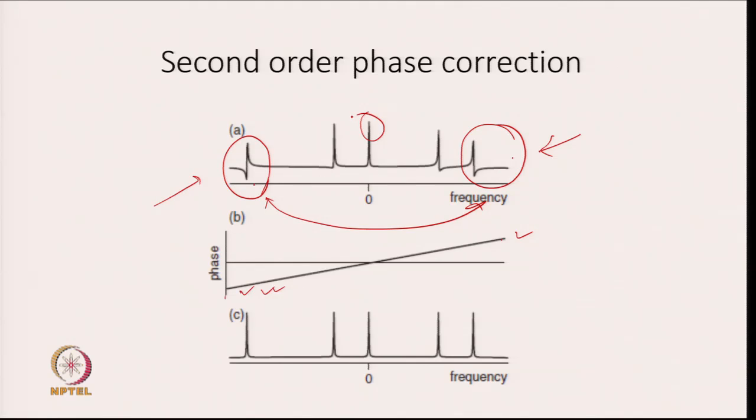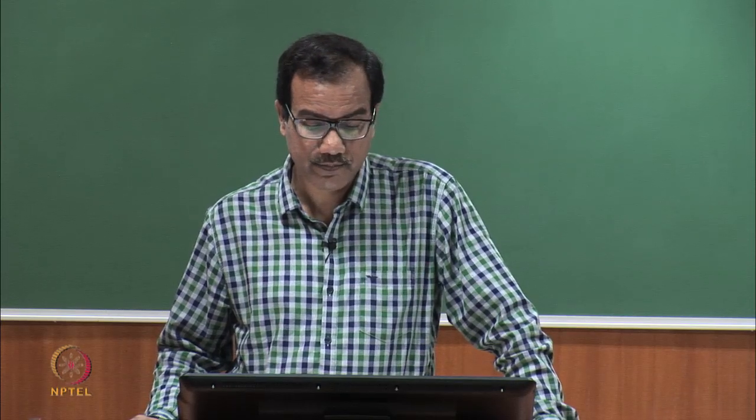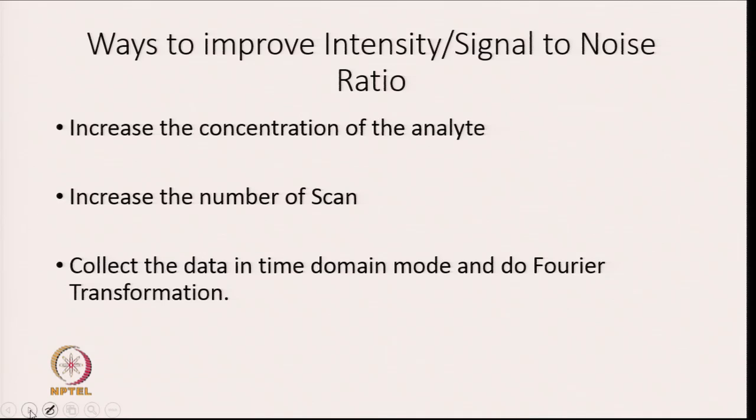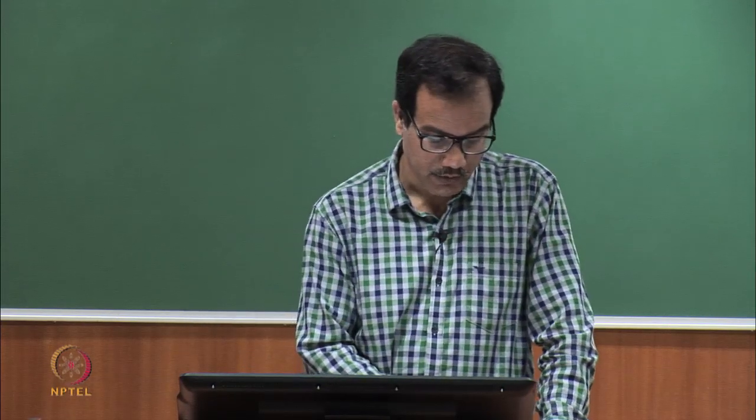So, this is the way you do second order phase correction. And as I discussed in the initial lectures, NMR is a low sensitivity technique, so we need to find a method to increase the intensity or signal to noise ratio, and the way we do it is by increasing the concentration of analyte. It is not possible every time. The second way is to increase the number of scans, collect the data in time domain and do Fourier transformation. These are some of the ways in which you can improve the signal to noise ratio.